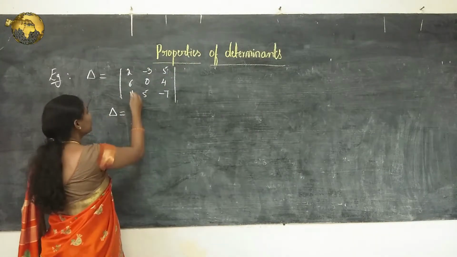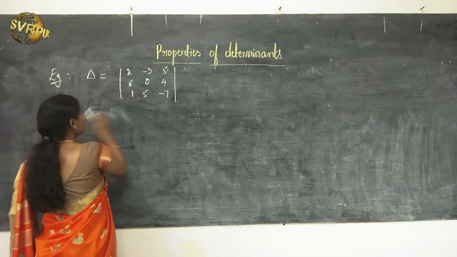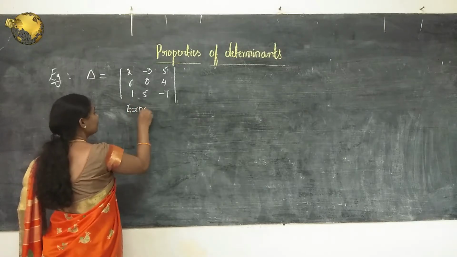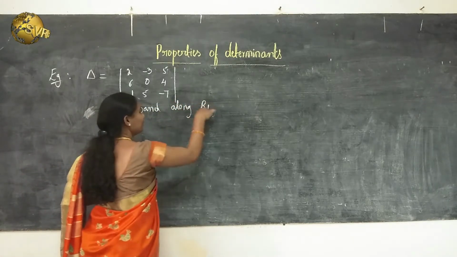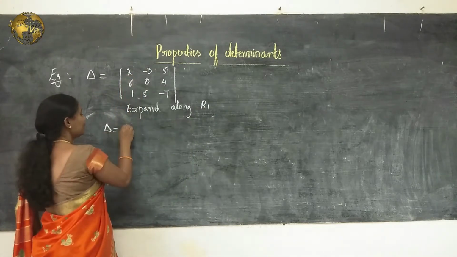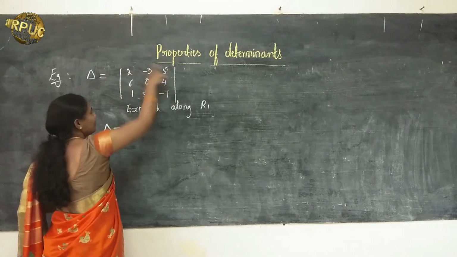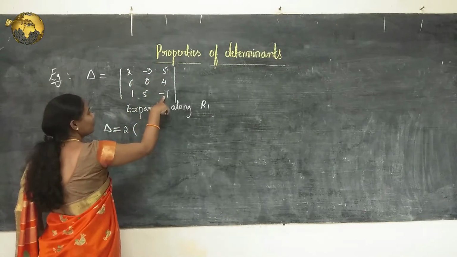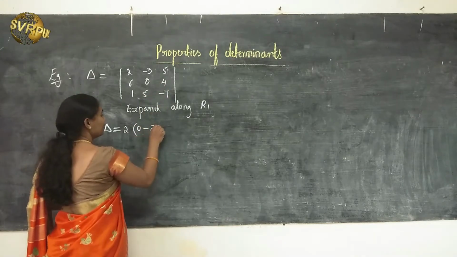So, we will expand it. I will expand this along row 1 only. Okay. So, delta is equal to, the first element is 2. Okay. Neglect this column and this row elements. So 0 into minus 7, 0, minus 5 4s are 20.